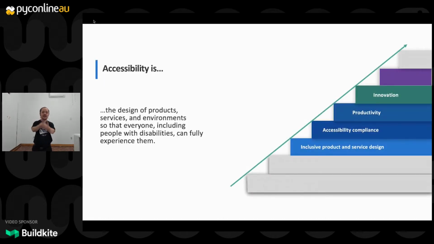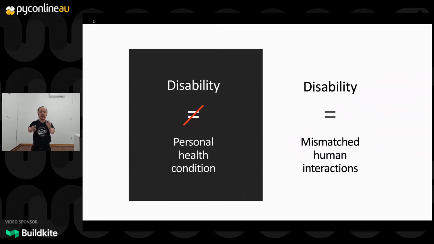So let's start immediately. Accessibility. What is accessibility? It's the design of products, services, and environments so that everyone, including people with disability, can fully experience them. That's not to design for disability, that's designed for products to create innovation. This is a key theme that we're going to be driving here, that once you design for everyone, then you create innovation. I'm going to show you a little bit later how we're going to do that.